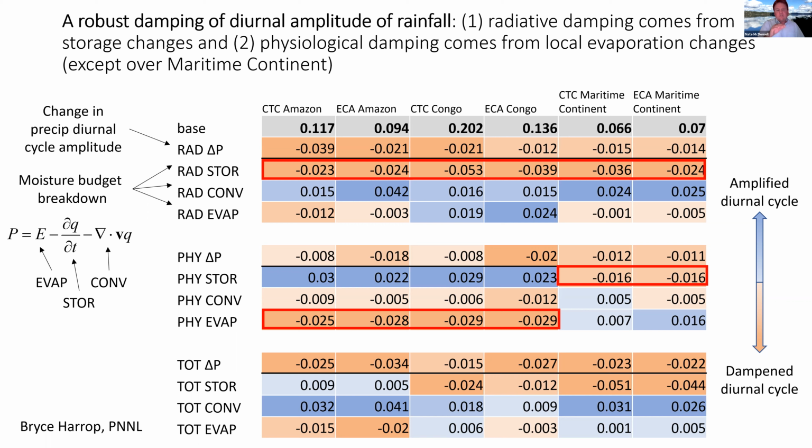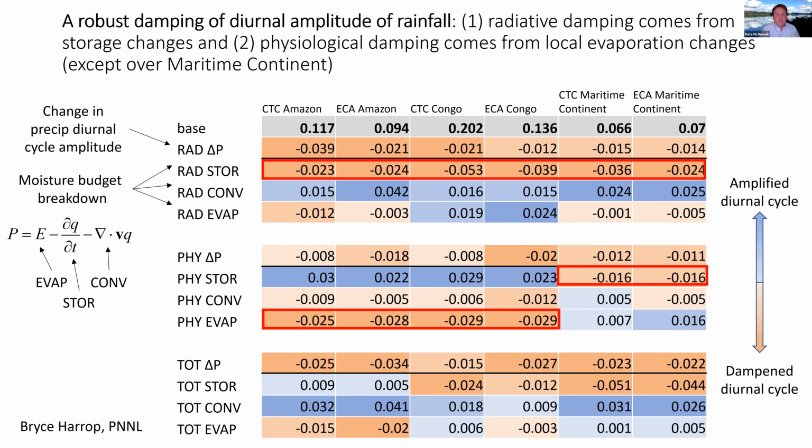Now, within each of those, at the very top, we have the base or control simulations. And so every value in all of the other cells represents the deviation from that base value, right? And so the delta P is the change in the diurnal cycle amplitude, and so on for the other components of the equation on the left. The red highlighted rows represent the dominant effects, what the parameters were that had the dominant effects on the change in the diurnal cycle, right?